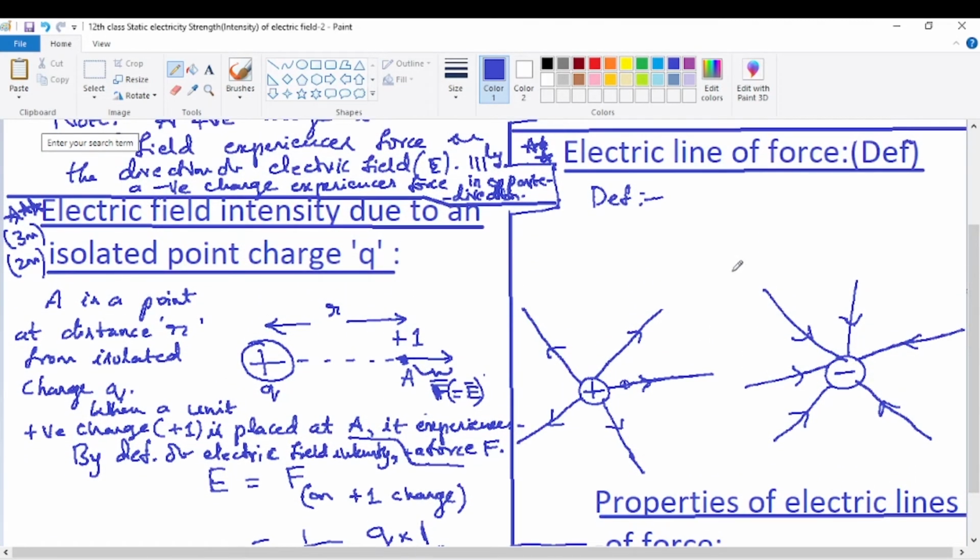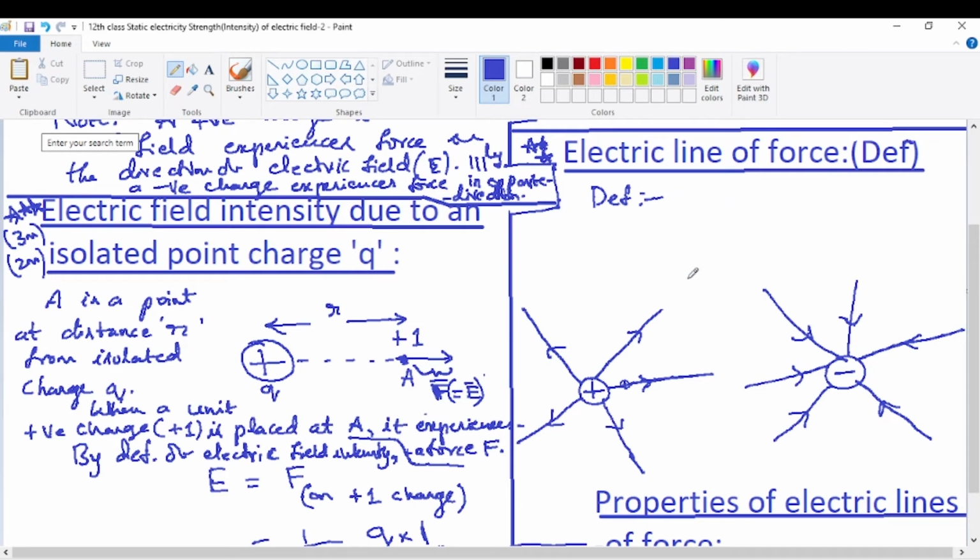But the main thing is, what is an electric line of force? It's said to be imaginary. So how will the definition be? It's an imaginary line or curve along which a free positive charge moves when the free positive charge is placed at a point in an electric field. That's a simple definition. And what are the examples of lines of force? These are the two simplest examples of lines of force. So that is the definition of lines of force.